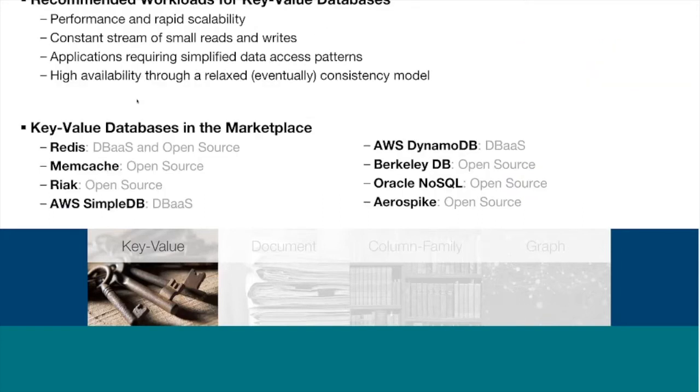Where we talked about key value a moment ago, Cloudant is considered a globally distributed key value database. So performance and rapid scalability, a constant stream of small reads and writes, all these kind of fit into the key value store database. Memcache is one, and then Redis, and then additionally Cloudant.